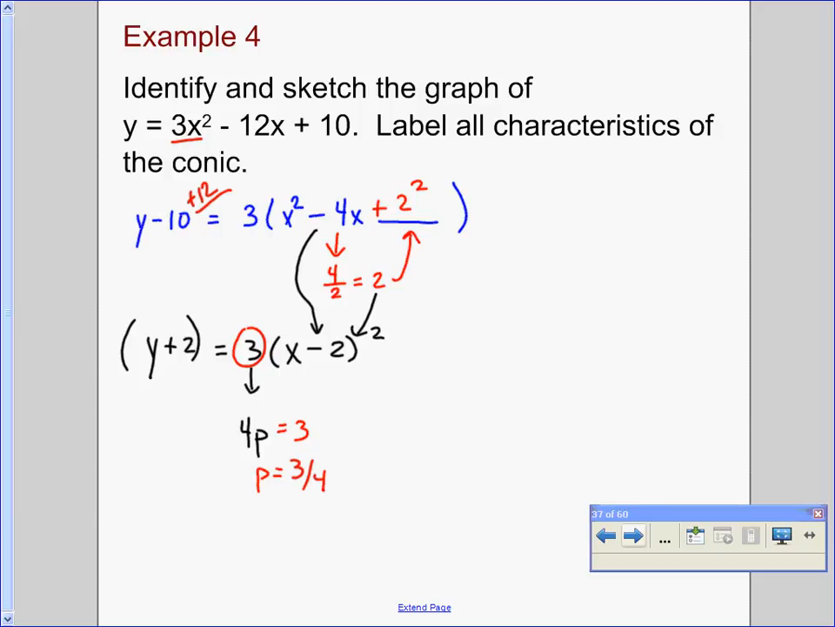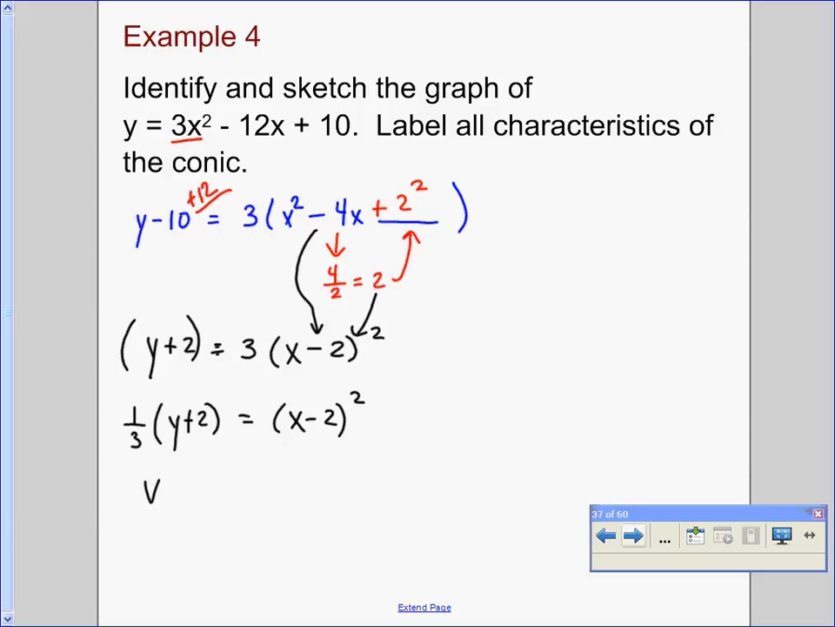Actually, I wrote that wrong. Let's back up a little bit. We could do that as 1/4p. I messed up here. What we want to do is isolate the squared term. Always remember to isolate the squared term, which is what I forgot. So I'm going to divide both sides by 3, which is going to leave me with 1/3 (y plus 2) equals (x minus 2) squared.